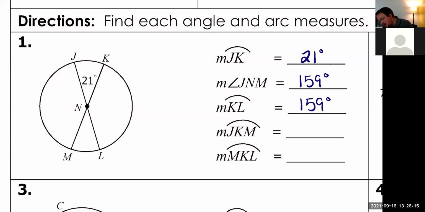Now, technically, you could have also subtracted 21 from 180 if you wanted to think about JL as a semicircle. Take away 21 degrees from that semicircle, what's left of the 180 is going to be 159 as well. So there's a few ways you could defend that answer. What about the measure of arc JKM? Trace it around so you make sure you're including everything. JKM.